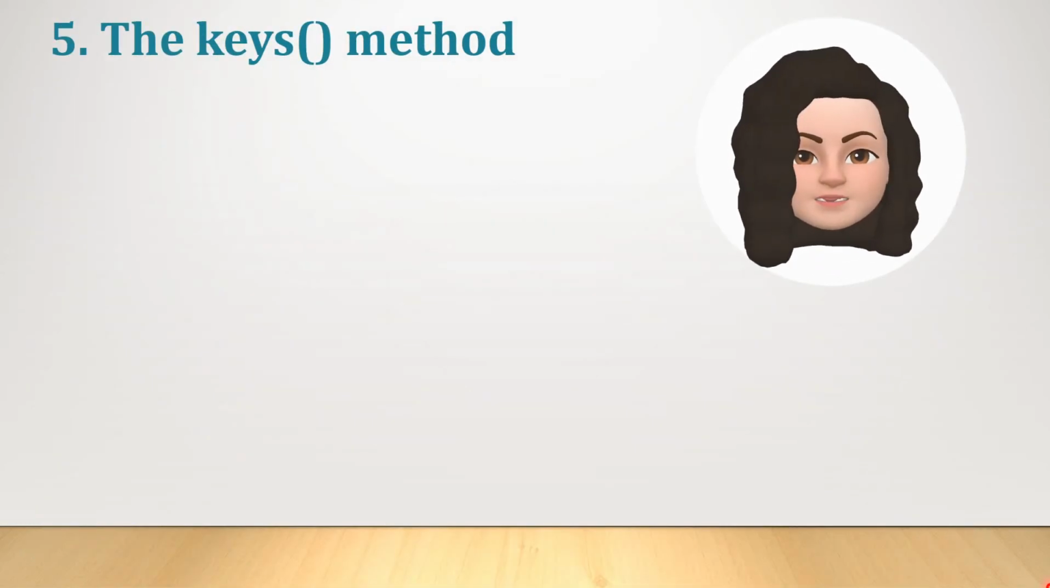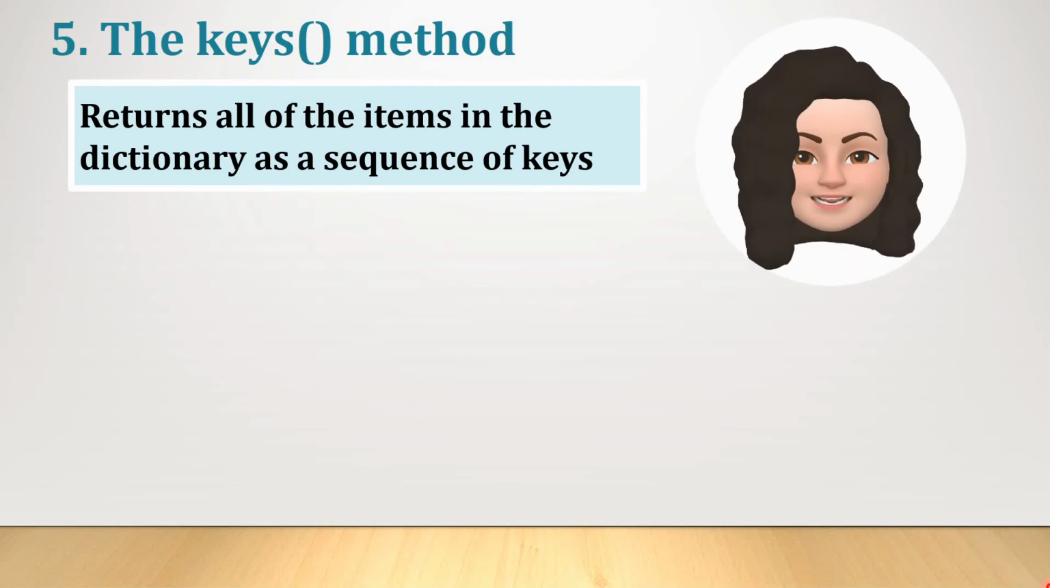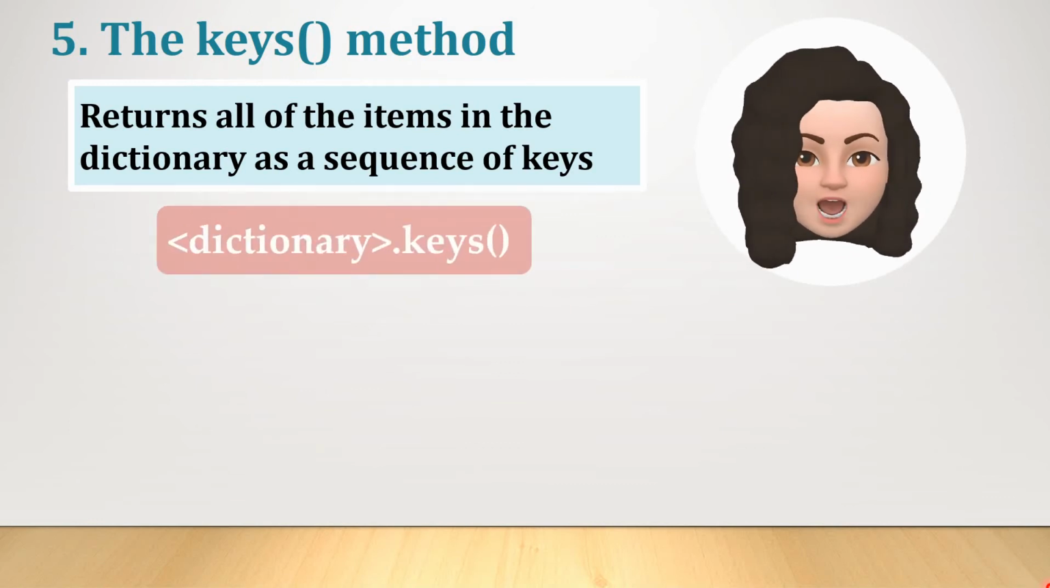The keys method will return all the items of the dictionary as a sequence of keys only. It will not display as a pair. Key value pairs will not display, only the keys will be displayed in list form. The syntax is dictionary dot keys.